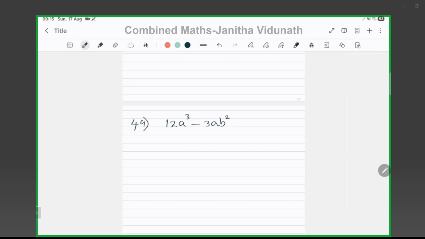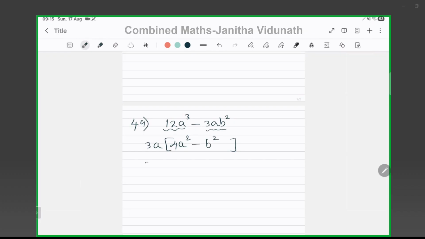Here, before doing anything, we need to factor out the common terms. If common terms are in both terms, we need to factor them out. Here, 3 times a is common for both terms. Then after factoring out 3a, the remainder is 4 times a square, and the remaining part of the second term is b square.